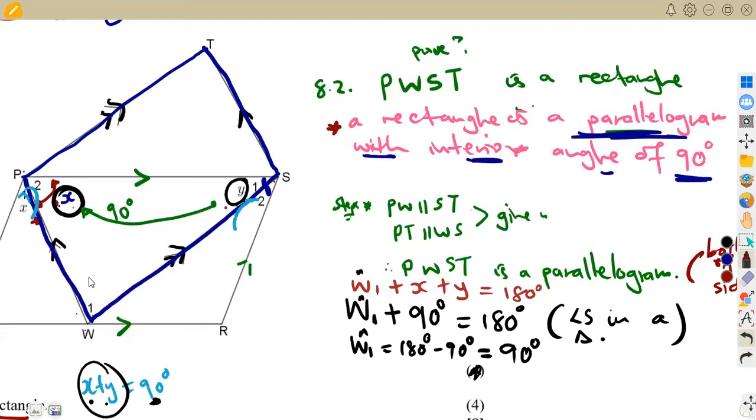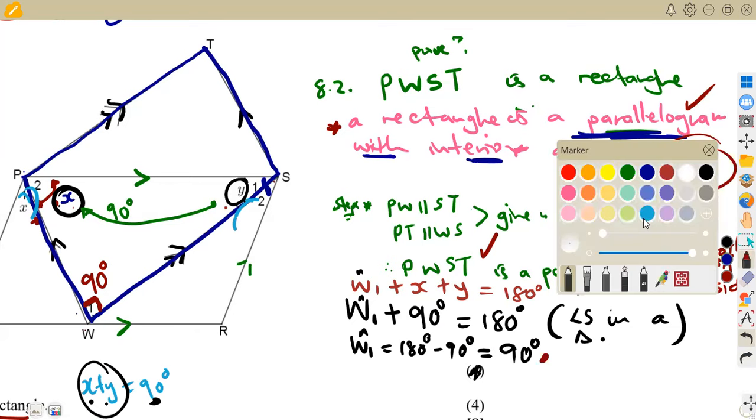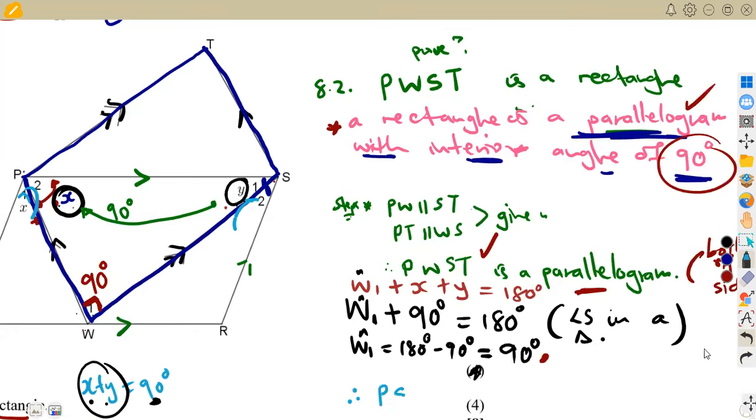So if this angle W1 is equal to 90 degrees, and that's the interior angle, meaning to say PSWT is a rectangle, because we've got an interior angle of what? Of 90 degrees. But already we said PSW is a what? Is a parallelogram. The parallelogram part is already there. What is left is for us to have an interior angle. And now we have got an interior angle of 90 degrees. So therefore, it means PWST is a rectangle. Therefore, this is a rectangle.